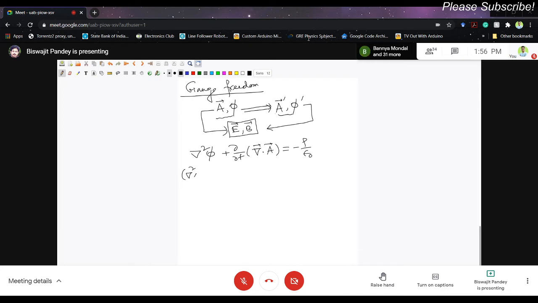And Laplacian of A minus mu naught epsilon naught del squared A by del t squared, minus the gradient of the divergence of A plus mu naught epsilon naught del phi by dt. This is a scalar quantity, and the gradient of that is a vector quantity, and it is equal to minus mu naught J. Now look at these terms, this one, or say this one.